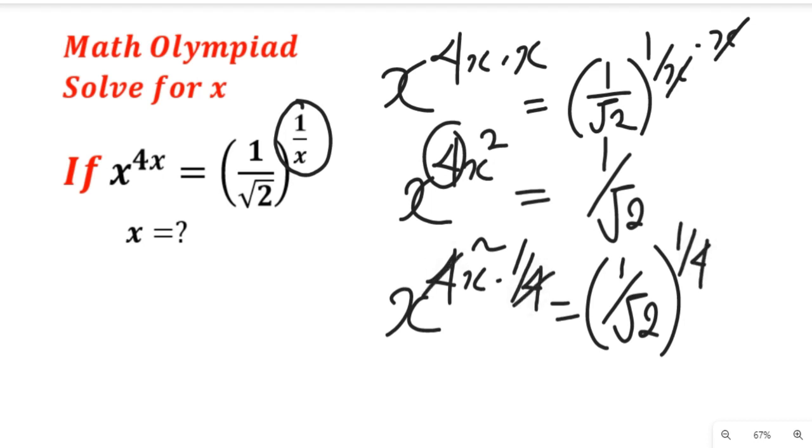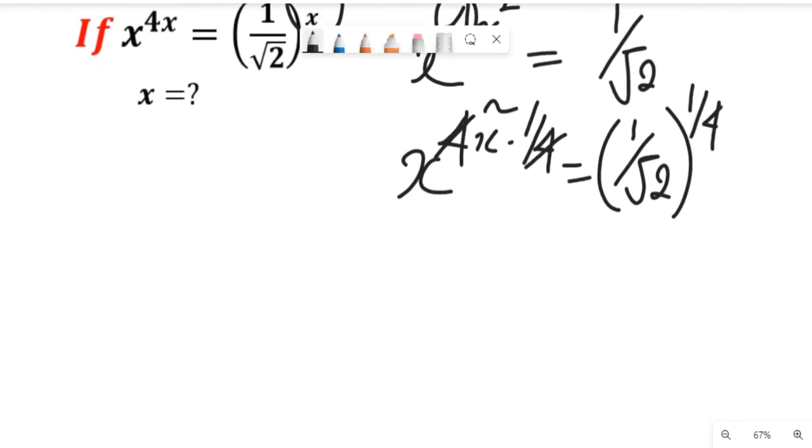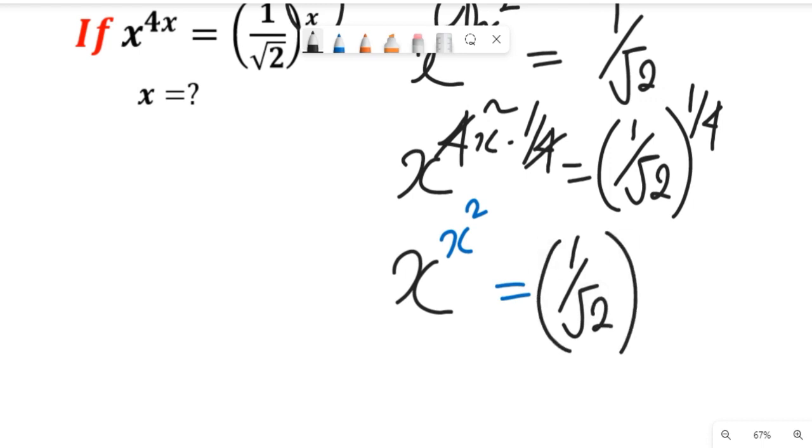With that, this will clear this, and then what we will be left with over there is x to the power of x squared, right? And that will be equal to 1 divided by root 2 all to the power of 1 divided by 4.